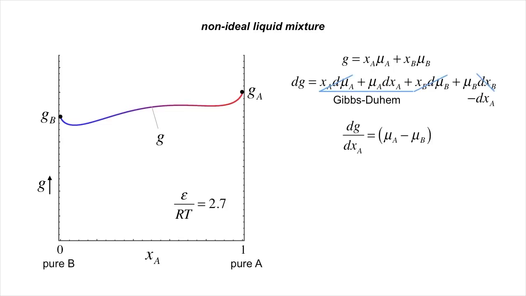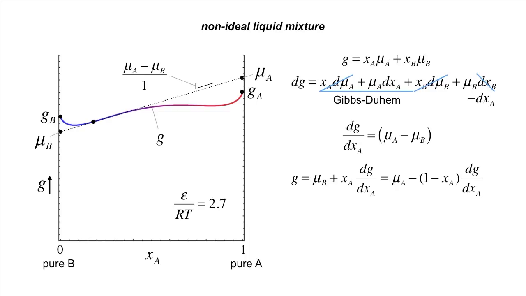Taking the total derivative and then imposing the Gibbs-Duhem equation, as well as recognizing that dxB is minus dxA, we find that the total derivative of G versus XA is equal to the difference in chemical potential between A and B in the mixture. In other words, if we pick a specific point along g of x and draw a tangent, the local slope will be mu A minus mu B in the mixture. Combining with our original expression for G, this can be rearranged to show that the intercepts of the tangent at x equals 0 and x equals 1 correspond to the value of the chemical potential of A and B in the mixture, respectively, at this chosen point.